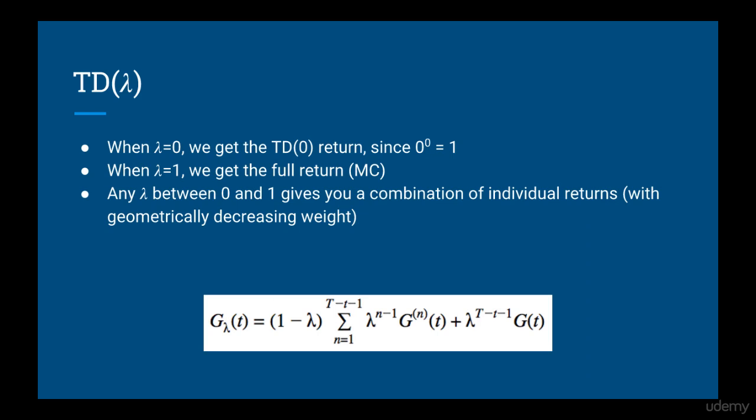What you should notice about this equation is that when lambda is 0, we get the one-step return, since 0 to the power 0 is 1. This is TD0. When lambda is 1, the first term is just 0, and so we get the full return, which is the Monte Carlo method. Any lambda in between will give you a combination of all the n-step returns with a geometrically decreasing weight.